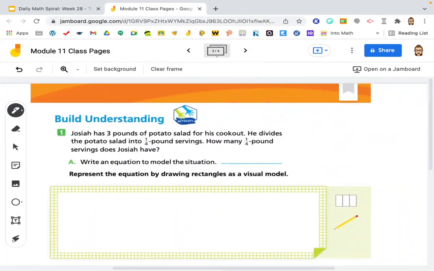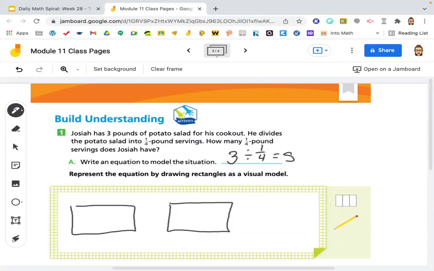So Josiah has 3 pounds of potato salad for his cookout. He divides the potato salad into 1/4 pound servings. How many 1/4 pound servings does Josiah have? Write an equation to model the situation. So we're going to do 3 divided by 1/4 equals S for salad. So we're going to represent the equation by drawing rectangles as a visual model. So I'm going to draw 3 of them to represent the whole number and split them into fourths.